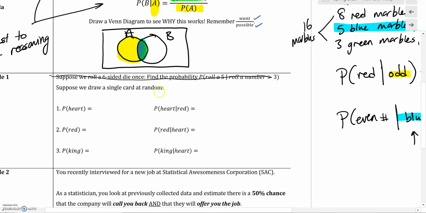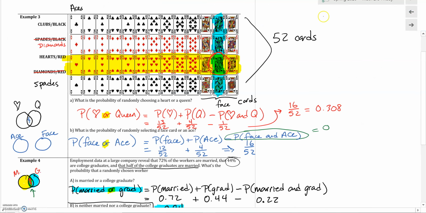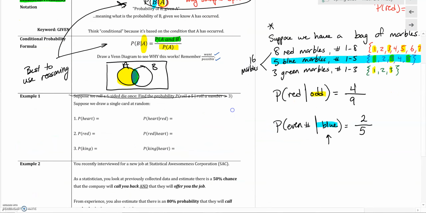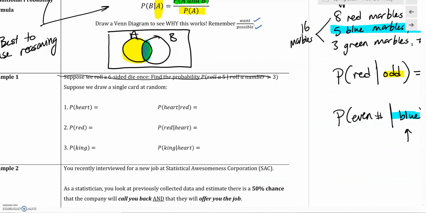Let's talk about a deck of cards. Suppose we draw a single card at random from a deck of cards, and flip back a page if you need help remembering what the deck of cards looks like. But let's start here. What's the probability of getting a heart? Well, if you remember, there's 52 cards in total in the deck. 13 of them are hearts, so 13 out of 52, which we can reduce to a fourth.